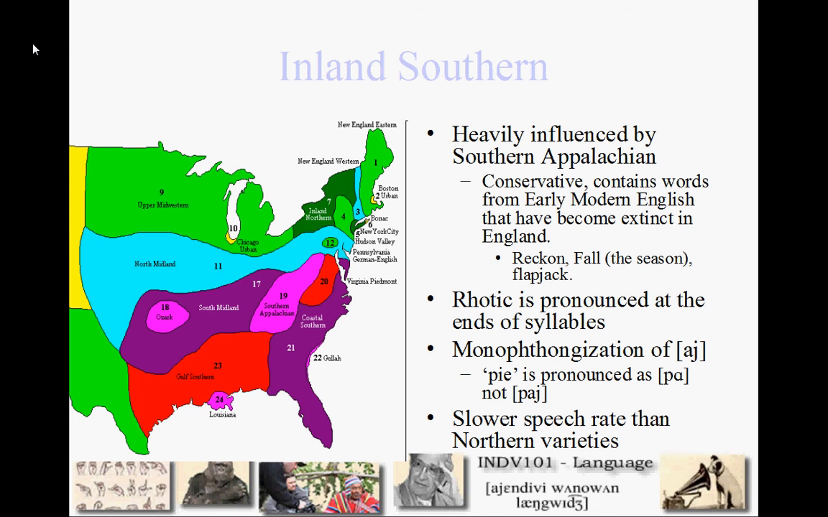They also have something called the monophthongization of I. So the vowel in "pie" is just pronounced as "pah," which is one of those things that Northerners like me find very charming. So even though this is not really considered a prestigious dialect, it's one that people in general think is pleasant or charming. They also, of course, have a slower speech rate than more northern varieties of English.